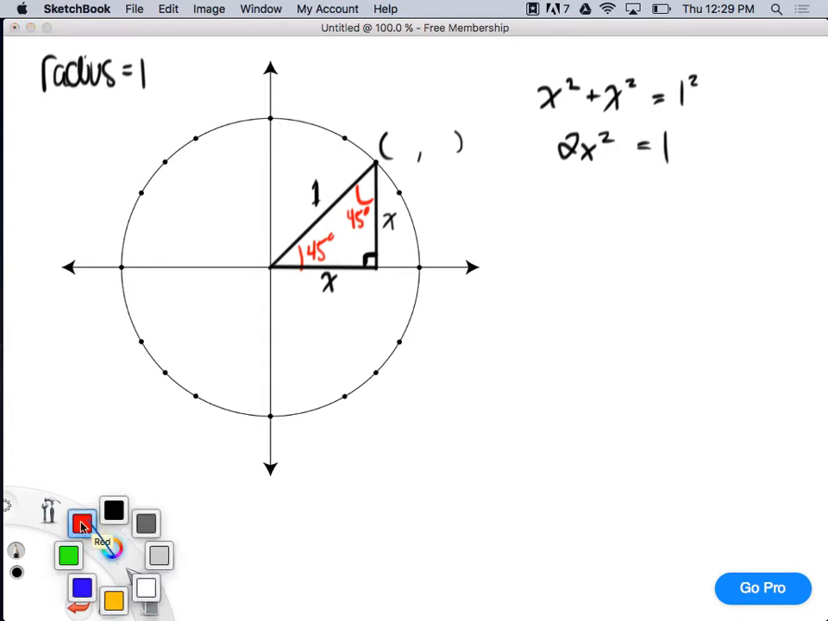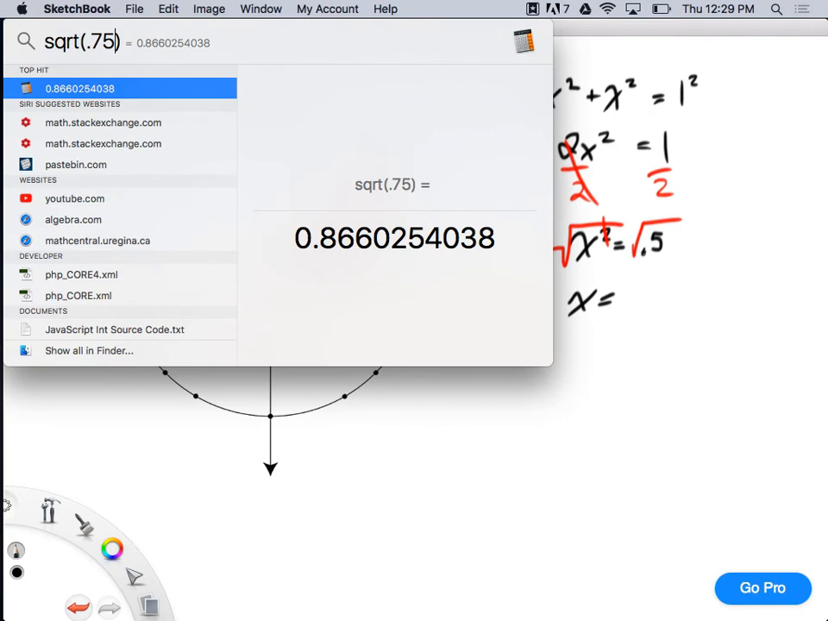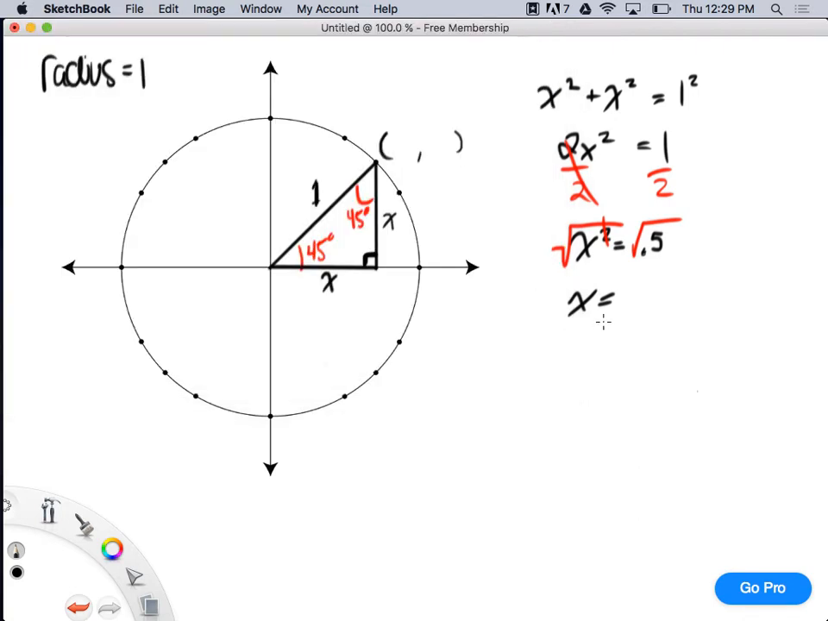What do I do now, class? Divide by 2. Very good. Which then gives me x squared equals, what's 1 divided by 2? 1/2 or 0.5. Very good. Take the square root of both sides. I get x equals... no, because it's a square root. It's not just dividing by 2. It's a square root, which is 0.707.